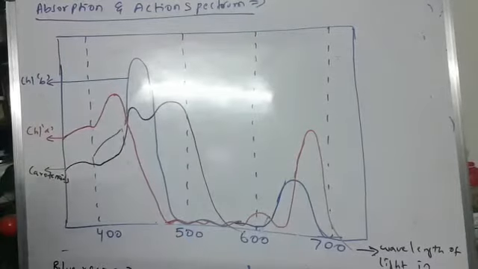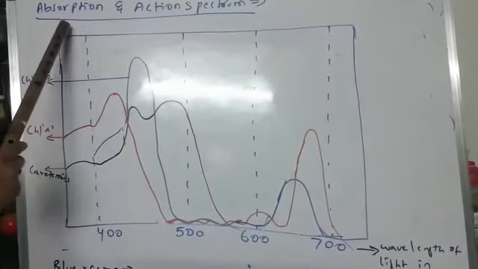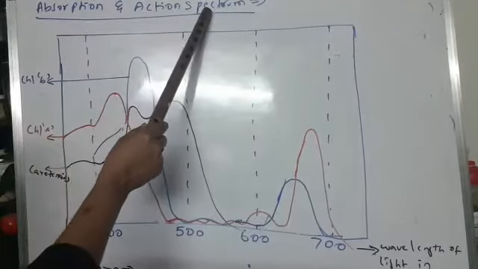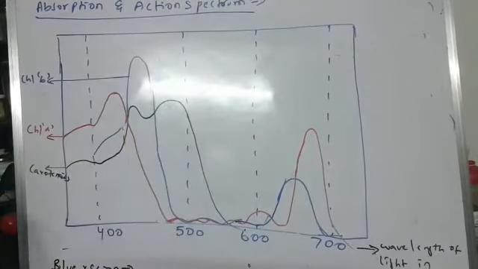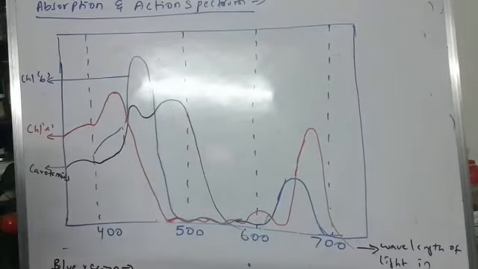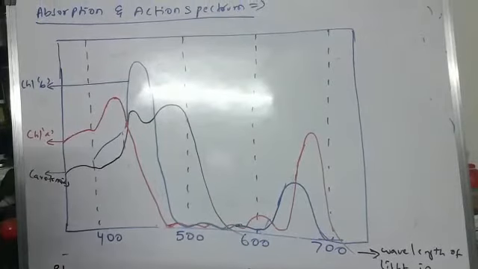In this class, we will discuss absorption and action spectra. Before going into this topic, let's recall that in the previous class we discussed various kinds of pigments: the chlorophyll pigments, the carotenoids, carotenes and xanthophylls. They are all present on the thylakoid membrane.